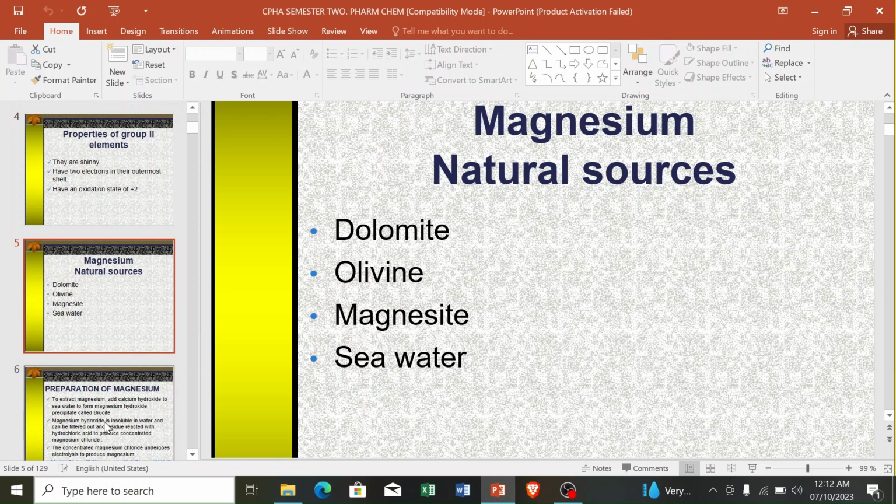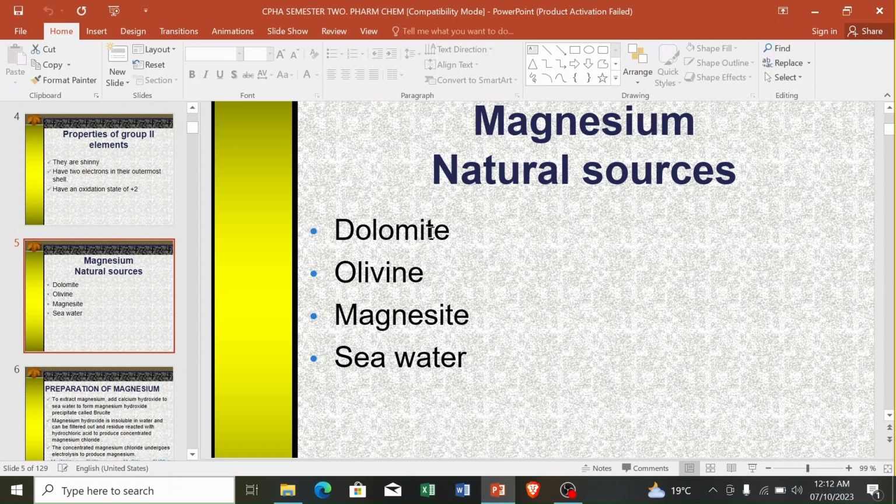So we are starting with magnesium. We want to know where we find magnesium. Since we have said these alkaline earth metals are found on earth, we want to know which minerals give us magnesium. After that, we shall look at how we prepare magnesium, the uses of magnesium, and the physiological roles of magnesium in the body. Here we have natural sources of magnesium. We have dolomite as one mineral, olivine as another, magnesite as another, and then seawater.